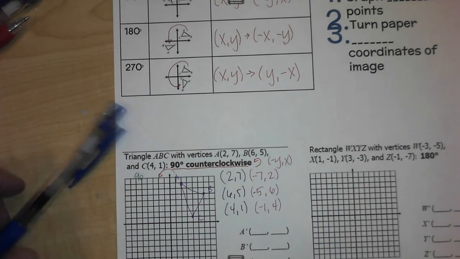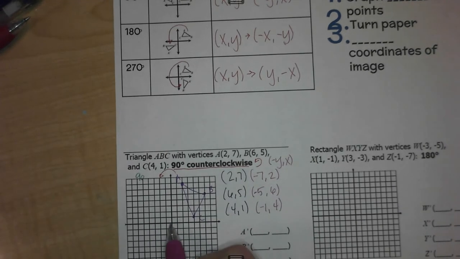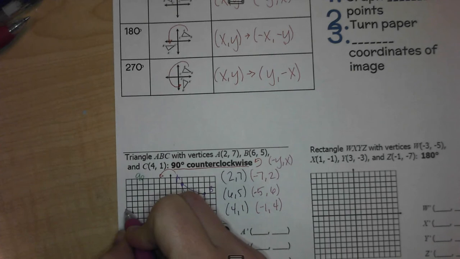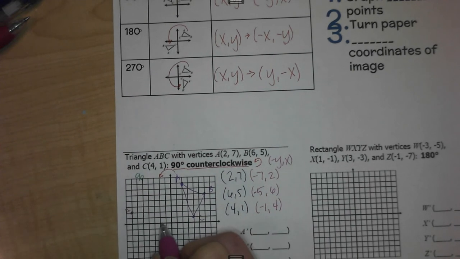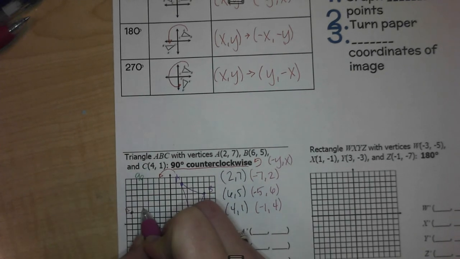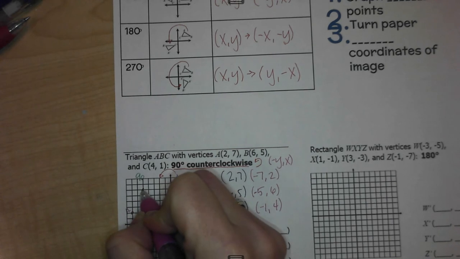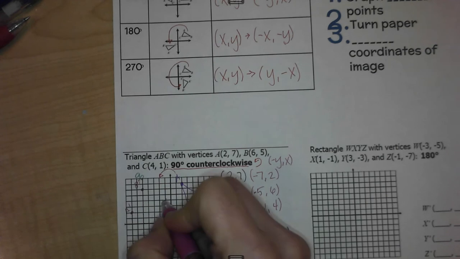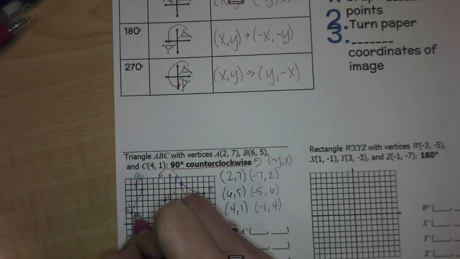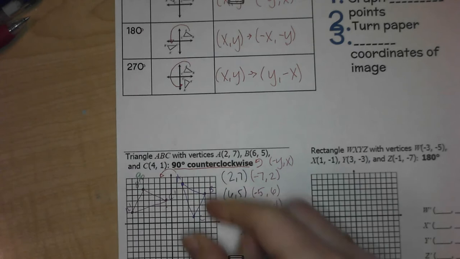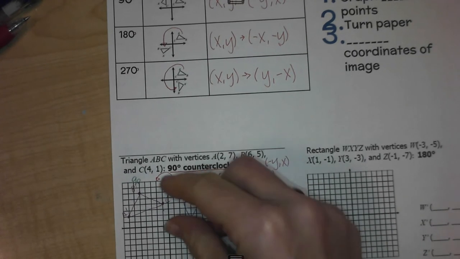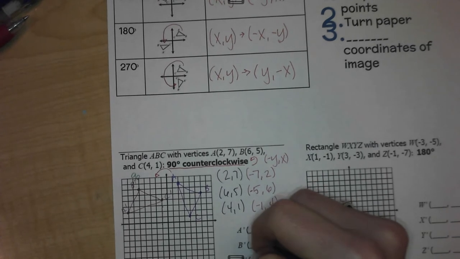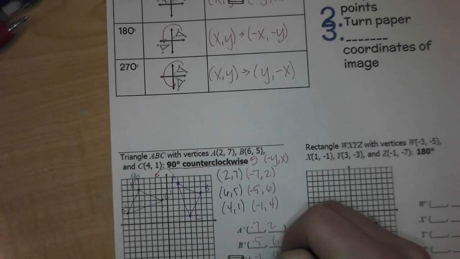Okay, let's plot these new points. Here is A. Here's B. Right here, here is C. Here is my triangle. So it looks like we just took that triangle and just turned it 90 degrees. So here's my points: (-7, 2), (-5, 6), (-1, 4).